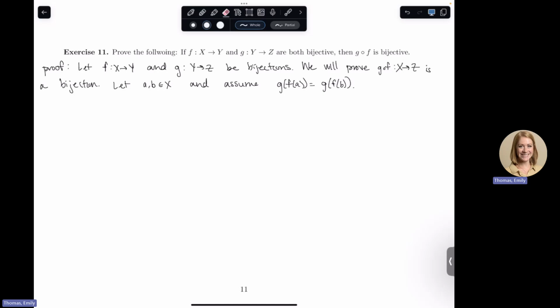How do we do that? What do we know? What do we know about the functions we're working with? Why is f of a equal to f of b? Start there. Why does f of a equal f of b? I think you have the right idea. We've got to word it better.